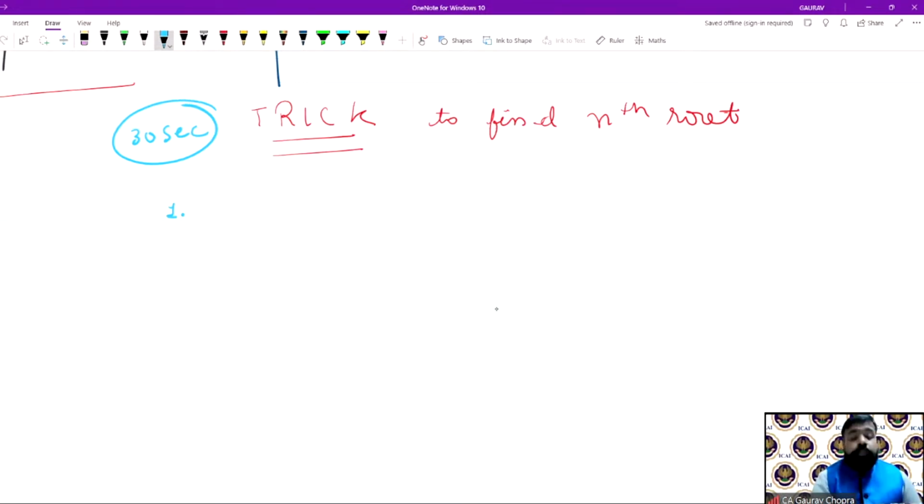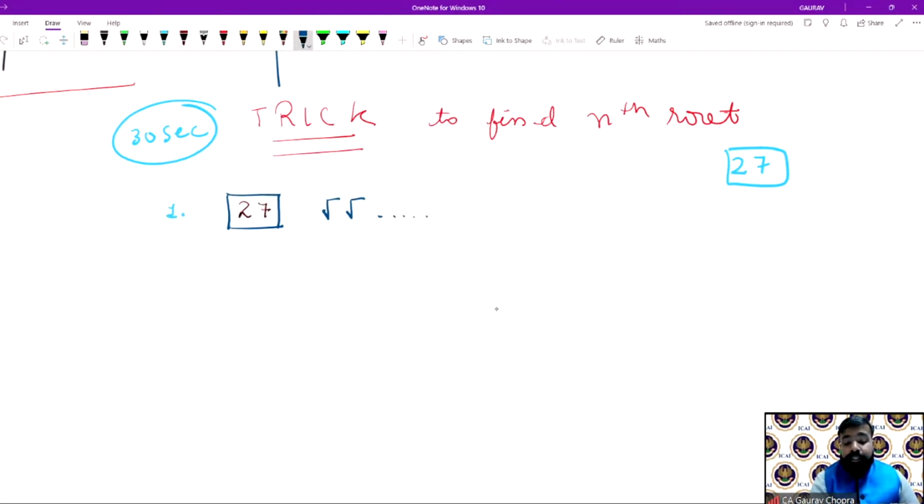The first step is, let's say you have to find the cube root of 27. So just type 27 on your calculator screen. We have to find out the cube root of 27. So type 27 on the screen, then press the root button.